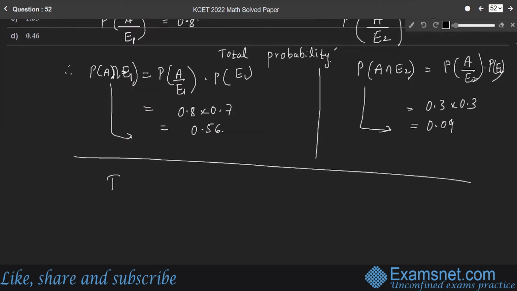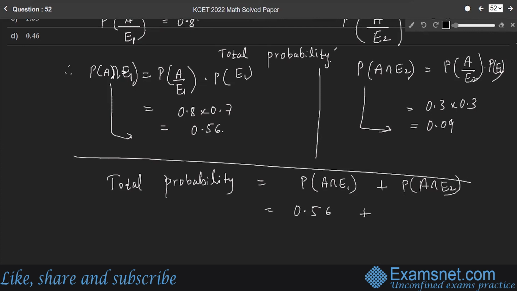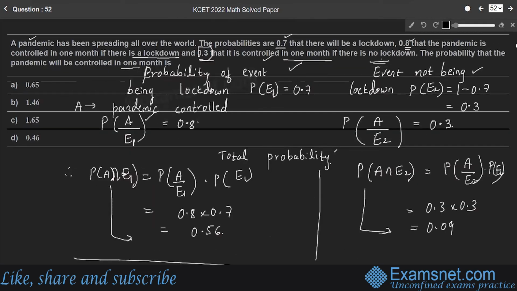Therefore, total probability is equal to P of A intersection E1 plus P of A intersection E2. So which is 0.56 plus 0.09, which is 0.65, is the probability that the pandemic will be controlled in 1 month, right? It is the total probability, right? So option A is the right answer.